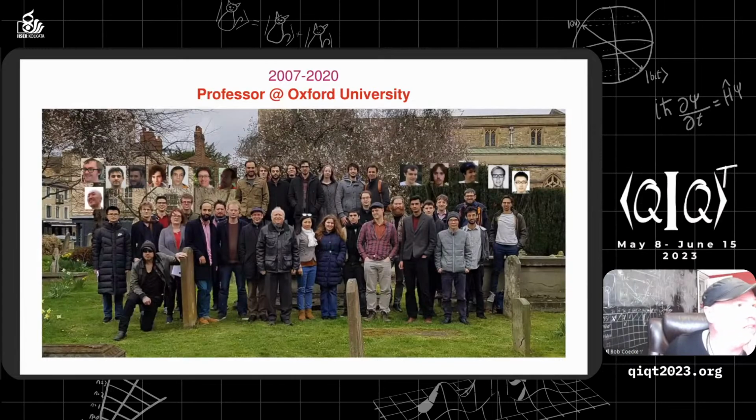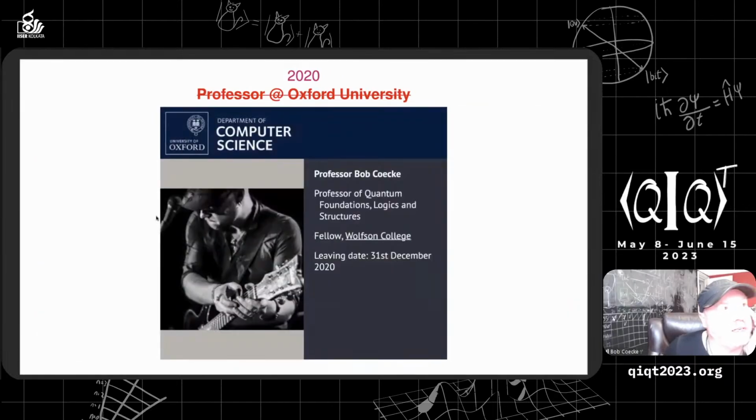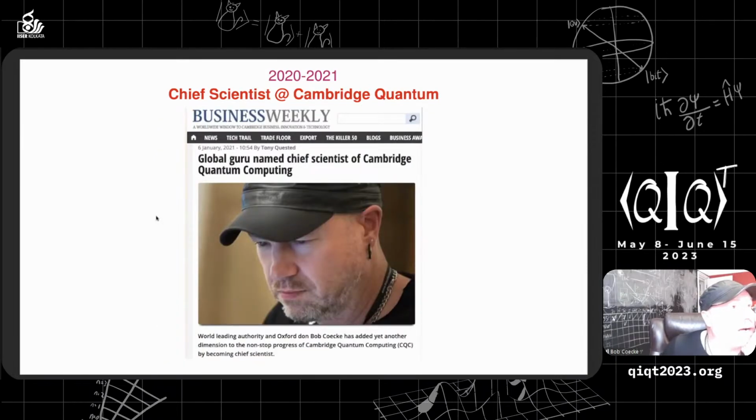This was a big interdisciplinary group with many people, many of which actually moved with me to Quantinuum. In 2020, I left Oxford University. Well, I'm still there, still teaching and still supervising, but in terms of a faculty place. And then I joined something which was called Cambridge Quantum, first Cambridge Quantum Computing and then Cambridge Quantum. And I became chief scientist there.